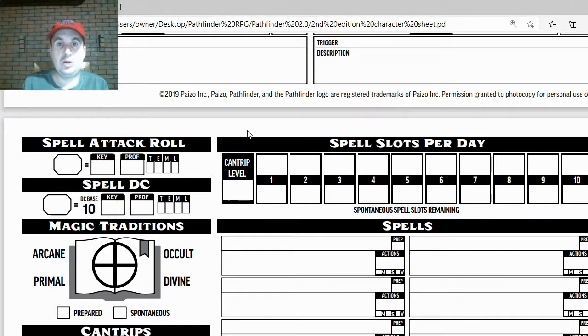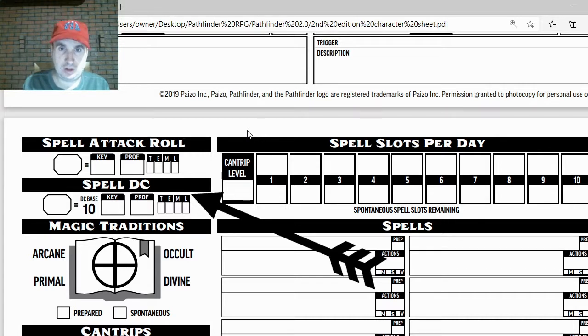Other spells require the foe to make a saving throw, which I covered earlier in this video. For this, you would use your spell save DC. This is equal to 10 plus your key ability modifier plus your proficiency bonus. The foe would roll their saving throw, and then you would compare that number to your spell save DC. Your GM will determine what happens next.